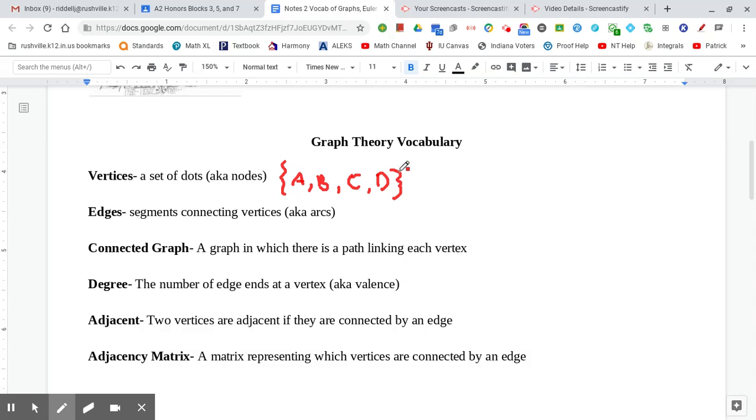We're going to put them in what is called set notation. So we're going to use two braces, and then we're just going to list those capital letters. So capital A, and then we're going to separate the vertices using commas. There were four vertices above, so I have four letters in my list of vertices for that graph.